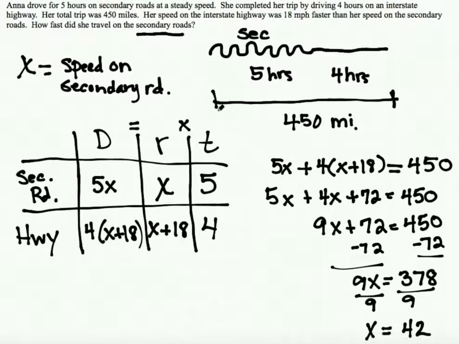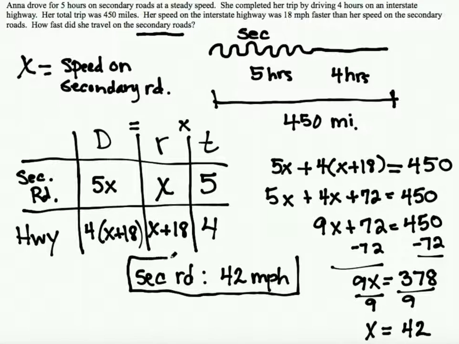Okay, well, what did that x represent? x represented the speed on the secondary road. Okay, so on the secondary road, she traveled 42 miles per hour. The question asks, how fast did she travel on the secondary road? So we are done with this problem. We figured out that she traveled 42 miles per hour on the secondary road.